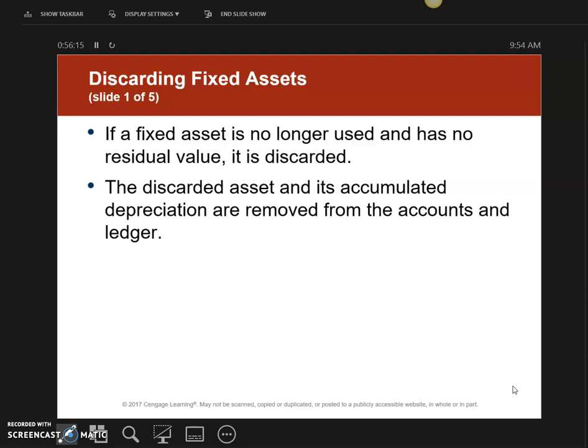So when I have a fixed asset that I'm no longer going to use, and it has no residual value, remember residual value is the value that you could sell it for as scrap when it's no longer useful to you, you can actually just throw it away. If I throw it away, or get rid of any asset on my books, I need to get rid of my asset account and the accumulated depreciation attached to it.